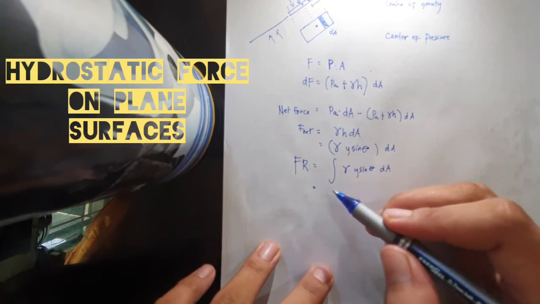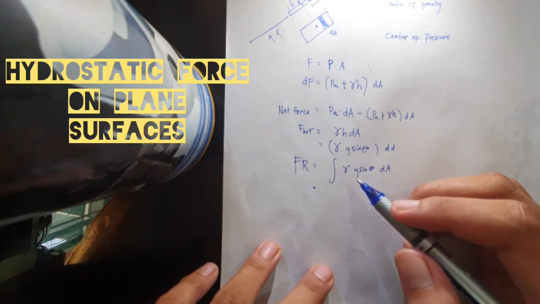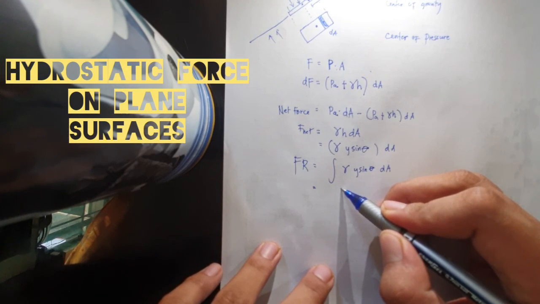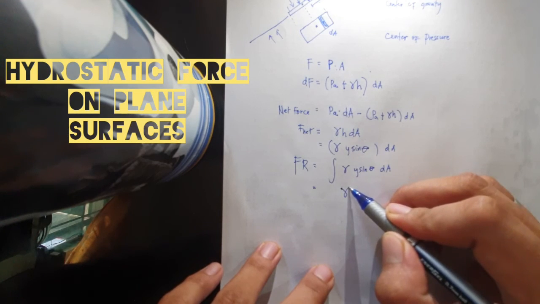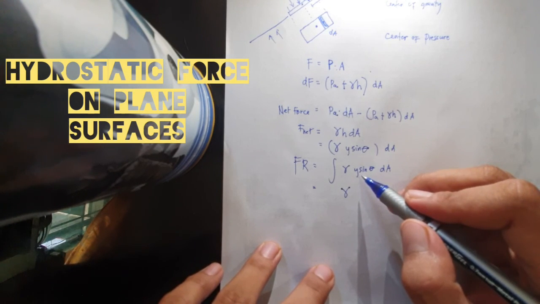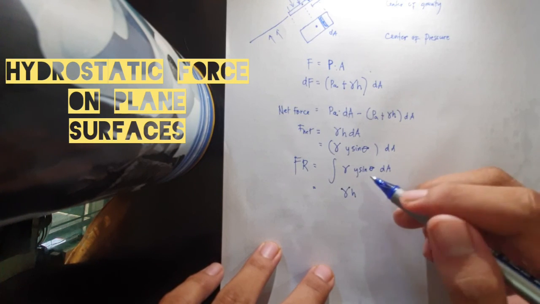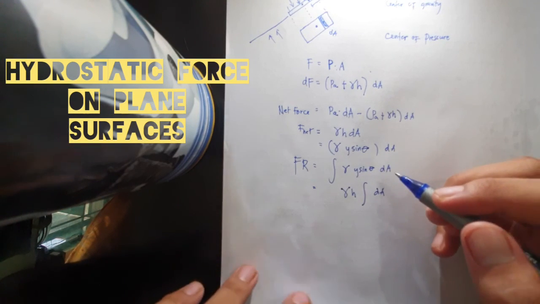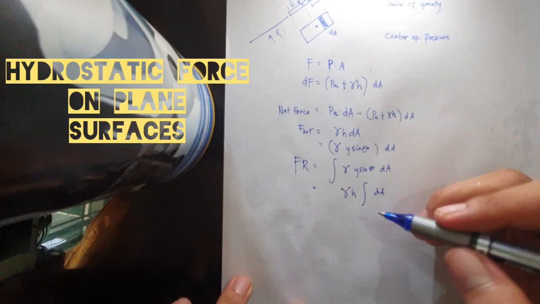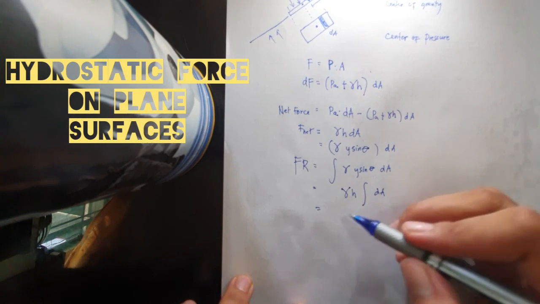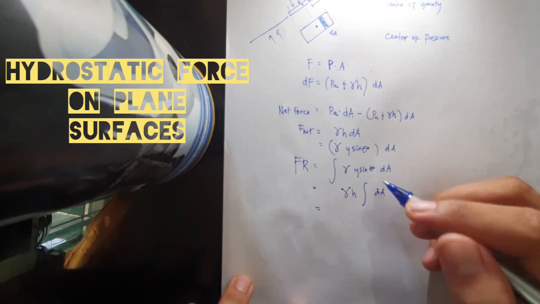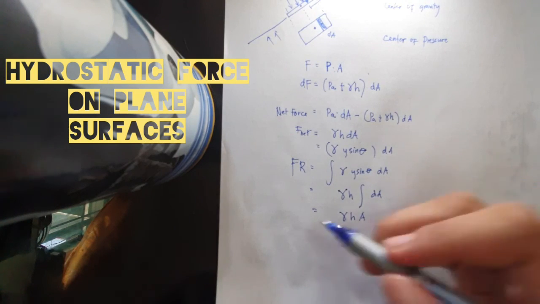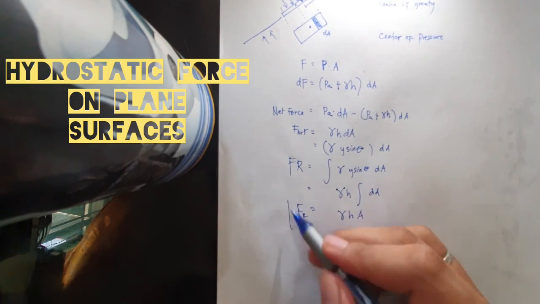There are constants here: gamma, and y sine theta, which is also H. So the integral of dA is still the area. So gamma H A. That is the formula for the resultant.